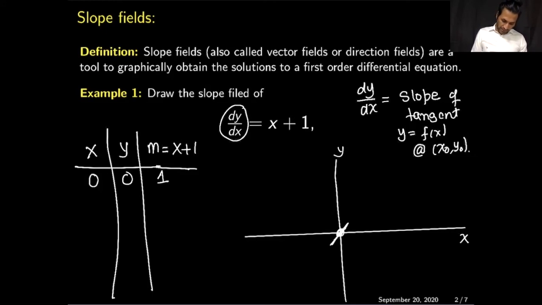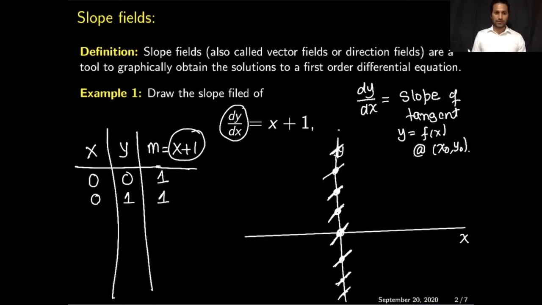So if I now choose x is equal to 0 and y is equal to 1, and I plug that into this function, which is x plus 1, it will give me again slope 1. So with slope 1, this line is parallel to this. The same x component is always going to give me the slope 1. So even if I choose x is equal to 0, y is equal to -1, y is equal to -2, and so on, all the tangent lines at these points are going to have slope 1.